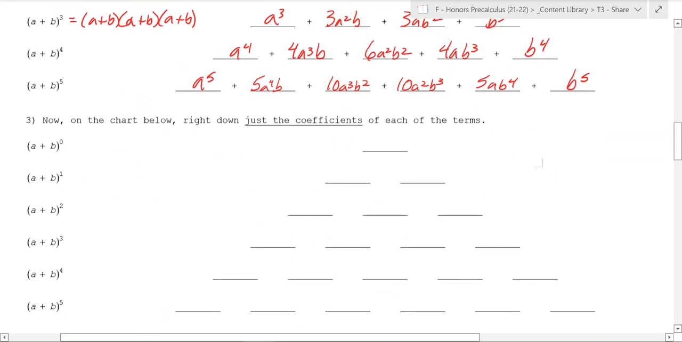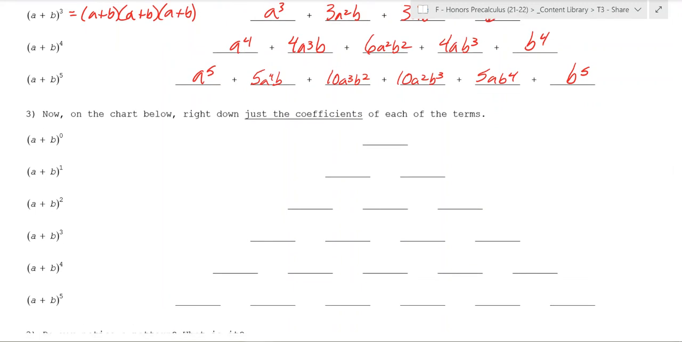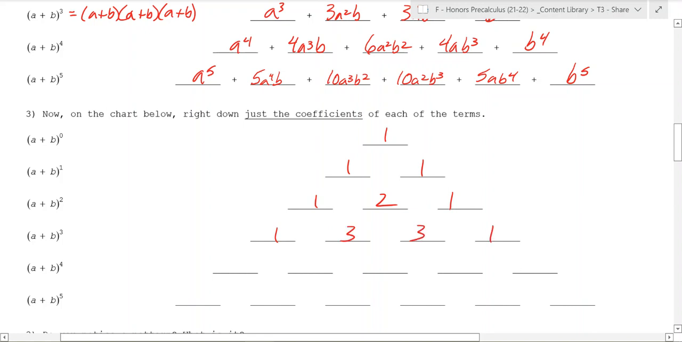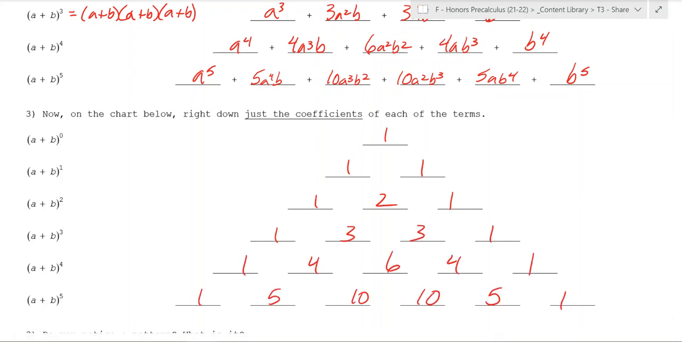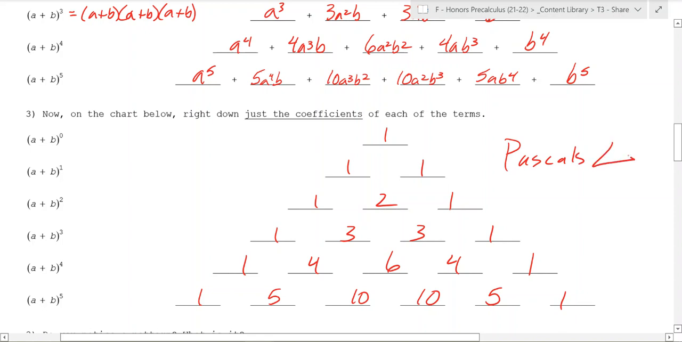So what you can do is write out just the coefficients. If I write out just the numeric coefficients, you see it's 1 here, and then it was a plus b, so it's 1a plus 1b, and then it was 1, 2, 1, and then the next line was 1, 3, 3, 1, and then you fill in the rest, and you get this. It's pretty cool. This is called Pascal's Triangle.